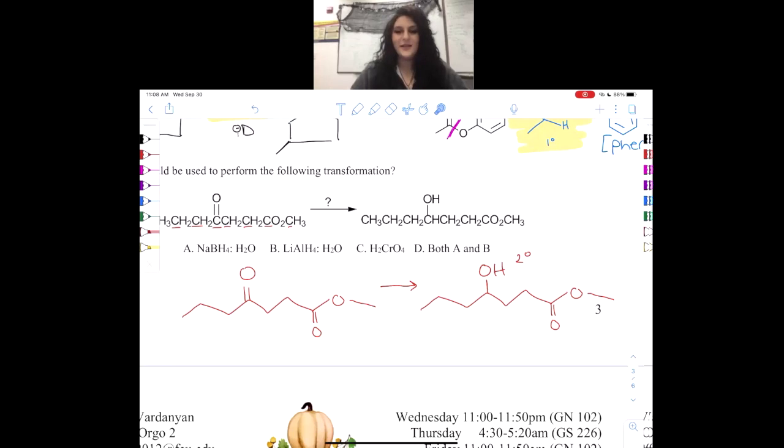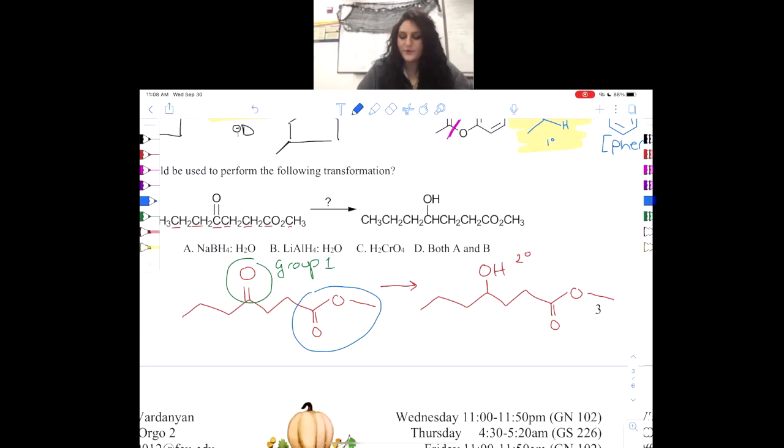And yes, someone in the message thread got it correct. The reason we cannot use lithium aluminum hydride is because we are only reducing the ketone, not the ester. And as we talked about before, the ketone is part of group 1, which means it's very reactive, versus the ester is part of group 2, which means it is less reactive, and therefore NaBH4 does not react with it. Therefore, when we use NaBH4, this is the product we would get.